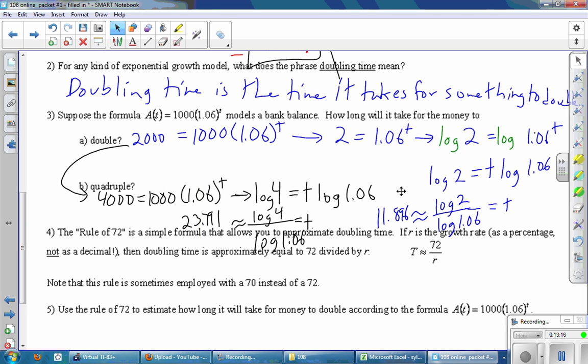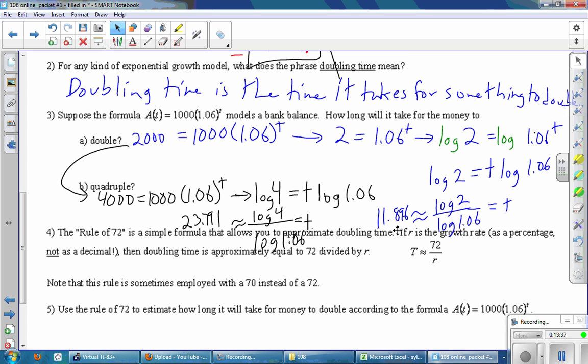And that kind of makes sense because it took 11.896 years to double the first time, but then once it's there, it seems like it's taking another 11.896 years to double again. So it makes no difference how much money you start with, how much you want to end with. If you're doing 6% interest, it takes 11.896 years to double.